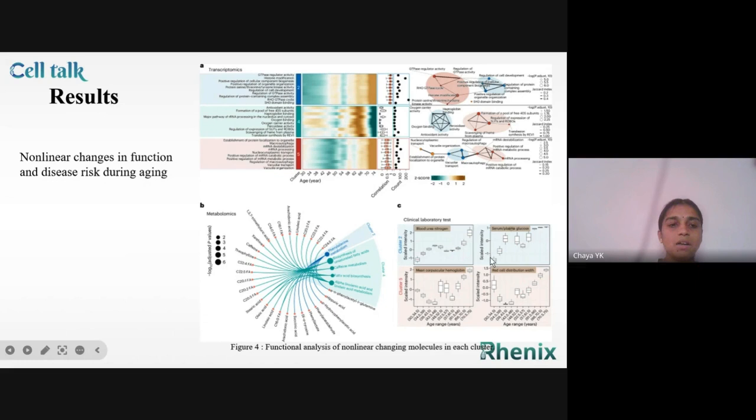And you can see the lab tests show clear aging patterns. For example, blood urea nitrogen and glucose levels increase, which can point to kidney issues and higher diabetes risk. At the same time, red blood cell health becomes more irregular, increasing the risk of conditions called anemia.